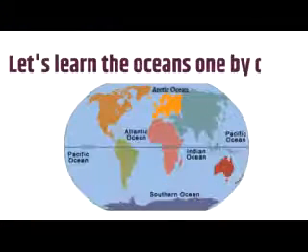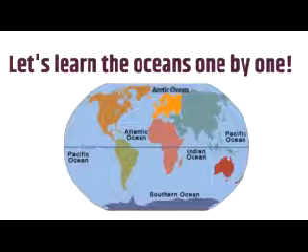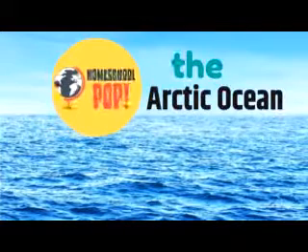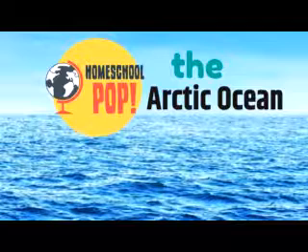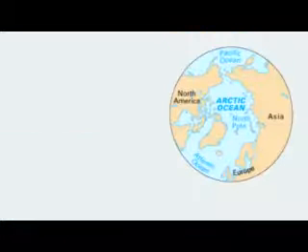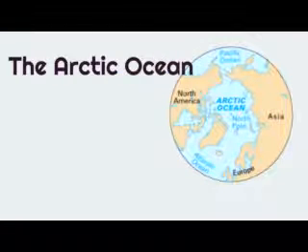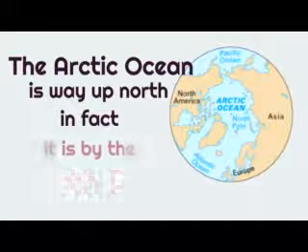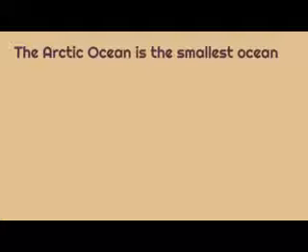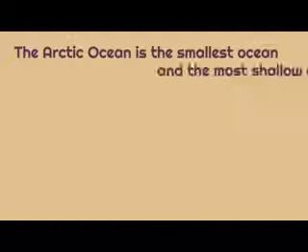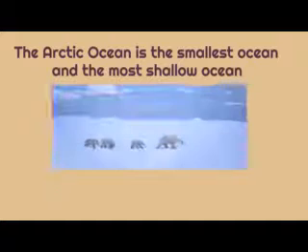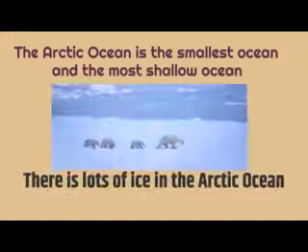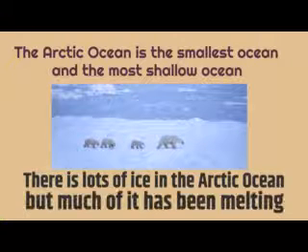Let's learn the oceans one by one. The Arctic Ocean. The Arctic Ocean is way up north. In fact, it is by the North Pole. The Arctic Ocean is the smallest ocean and the most shallow ocean. There's lots of ice in the Arctic Ocean, but much of it has been melting.